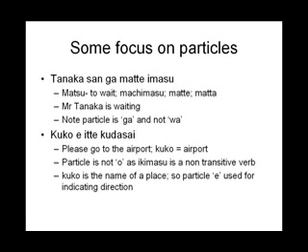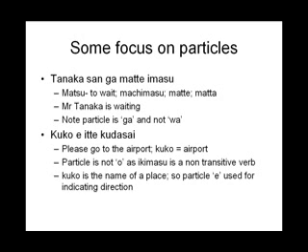Let us look at a few more notes on particles as we progress. Tanaka-san ga matte imasu. Tanaka-san is the subject. Particles that follow the subject are wa, ga and mo. Here we have ga. Ga is used while reporting or providing information. Matte is the te form of matsu, which means to wait. Machimasu is the masu form. Matta is the plain past tense. Matte imasu means waiting. Tanaka-san is waiting is the meaning of this sentence.